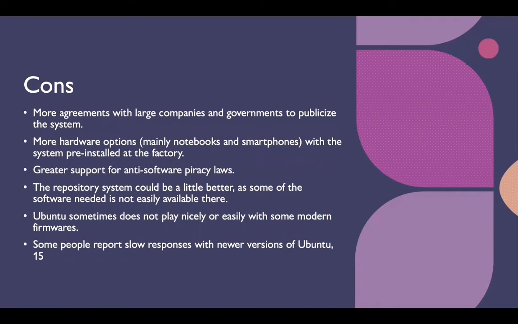are more agreements with large companies and governments to publicize the system, more hardware options with a system pre-installed in the factory, and greater support for anti-software privacy laws. The repository system could be a little better, as some of the software you need is not easily available there, and Ubuntu sometimes does not play nicely or easily with some modern firmware. Some people also report slow responses with newer versions of Ubuntu.